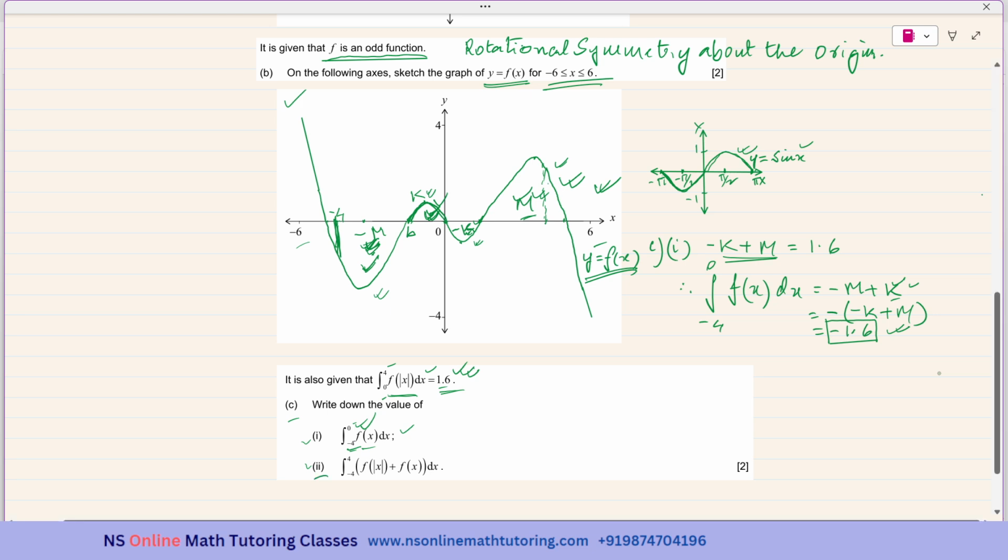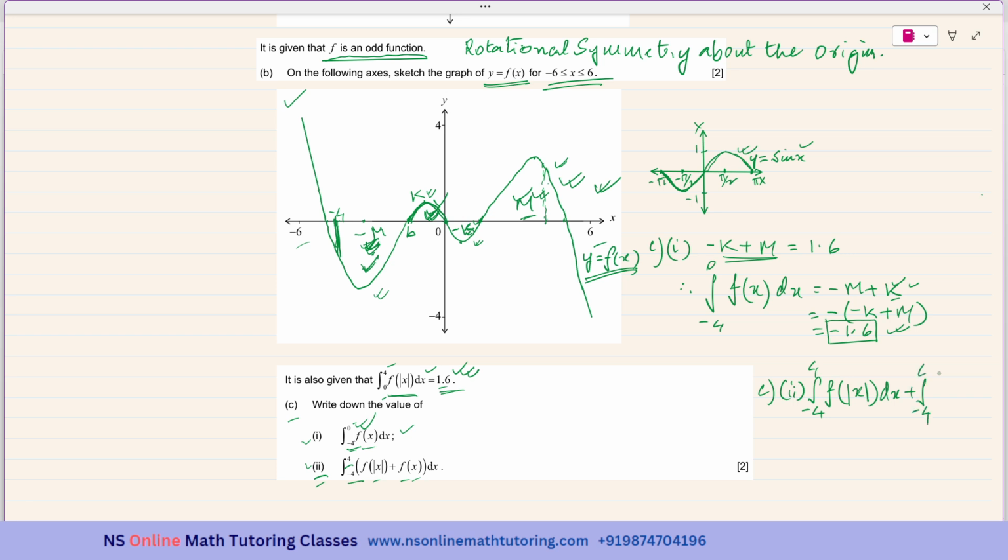Okay. Now coming to CII. Now the definite integral is from negative 4 to positive 4. And we are having two function expressions. One is f of absolute value of x and another is f of x. So we can first of all separate these two. Okay, so CII, negative 4 to positive 4, it is f of absolute value of x dx plus negative 4 to positive 4 f of x dx.